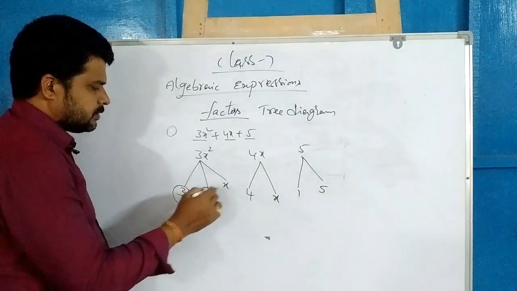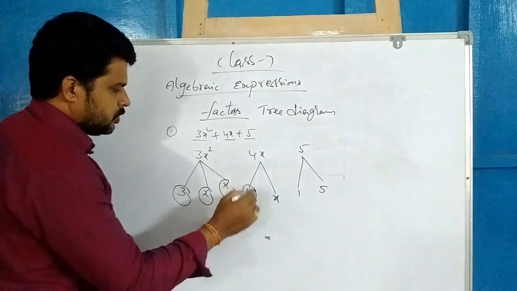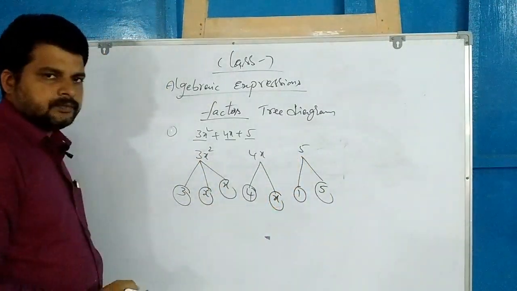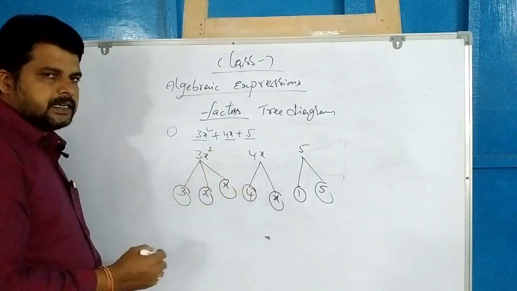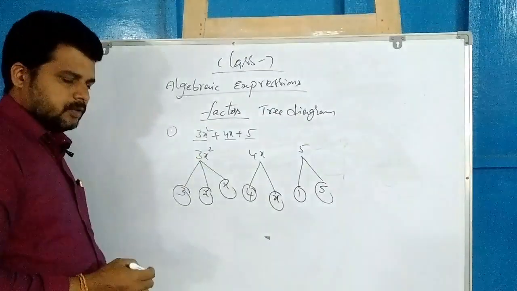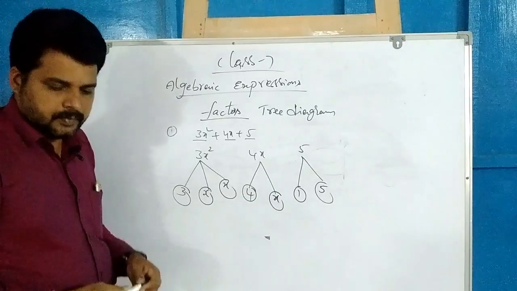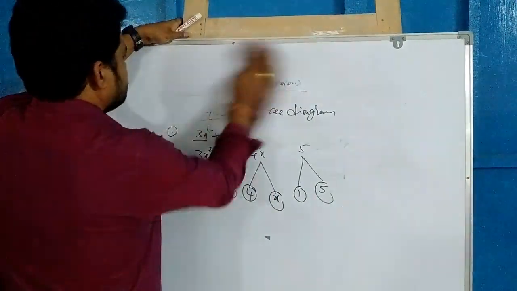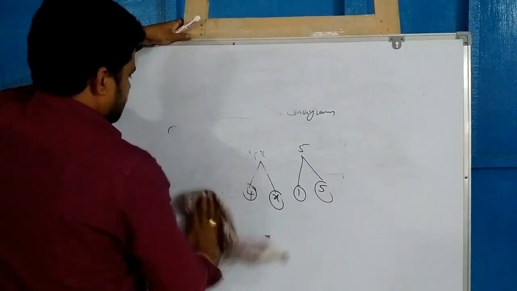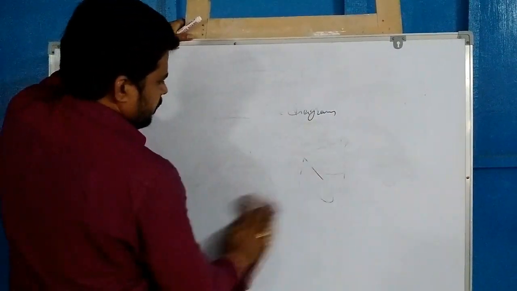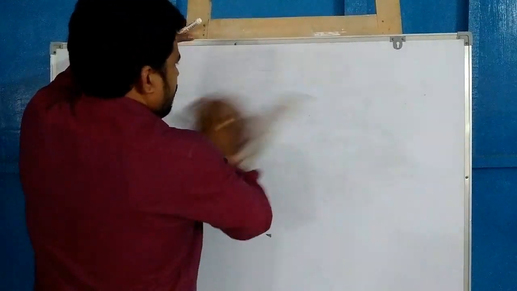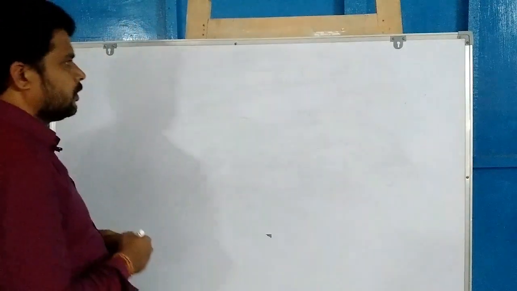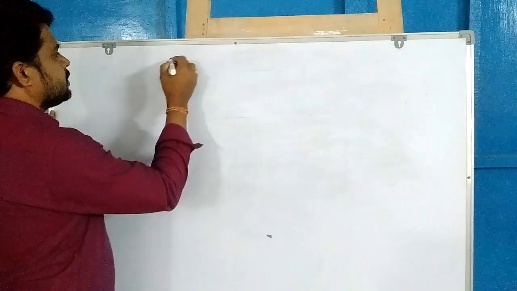So, these are the factors of 3x square, these two are factors of 4x, and these two are factors of 5. So, this is called a tree diagram of factors. Next.